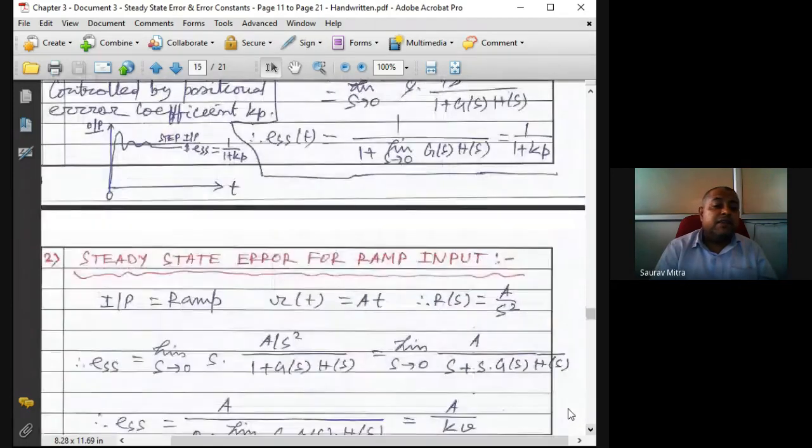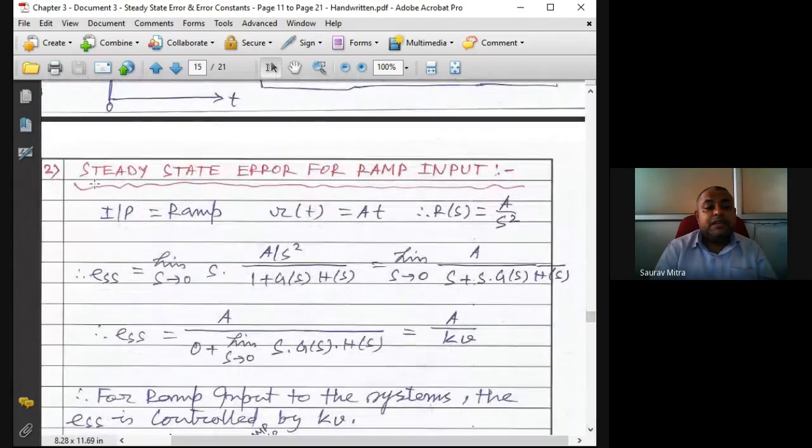Same thing, if the input is a ramp input, you can check here. If the input is a ramp input, then the steady state error is found directly by A divided by Kv. What is A? A is nothing but the slope of the ramp input. If the ramp input has a slope of 1, then A will be equal to 1. If it is a unit ramp, or if the ramp input has a slope of 5, then it will be 5 divided by Kv. And how to find Kv? Kv is given by limit s tends to 0, s into G(s)H(s).